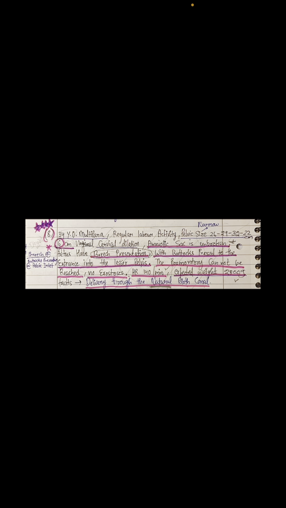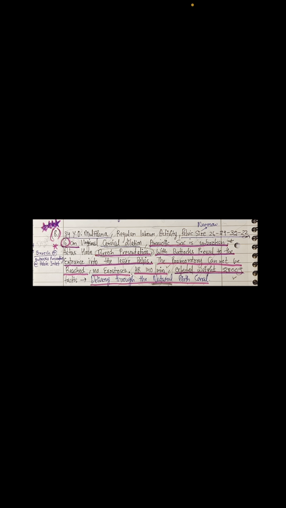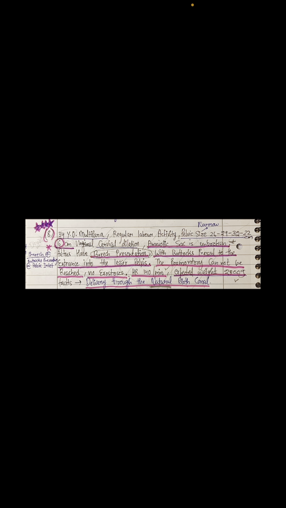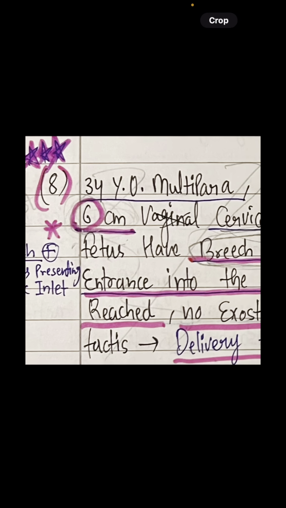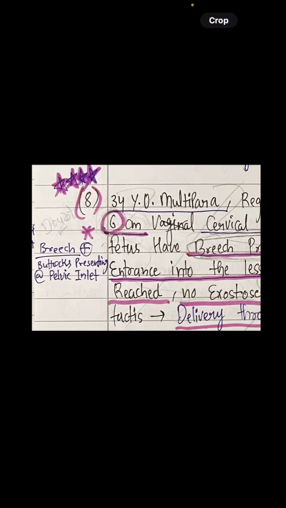So why the delivery through the natural birth canal? This question seems to be incorrect to me, but I still tried to make sense of it. Breech position is there in this question, but the vaginal dilation is significant, so we can try for the natural delivery and keep on monitoring all the time. If there is any chance of complication, we have to stay ready for the cesarean section.